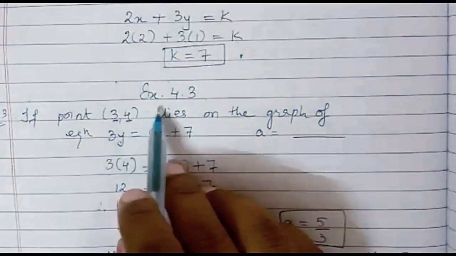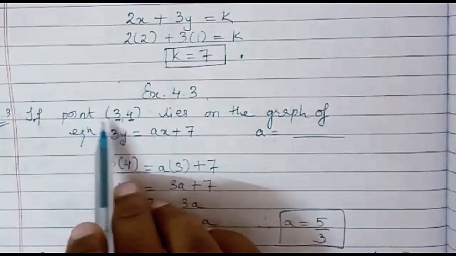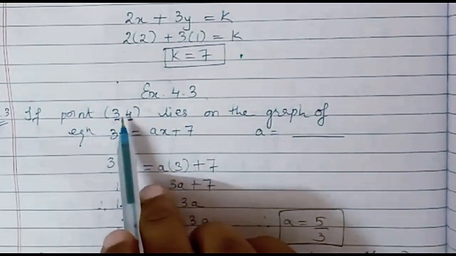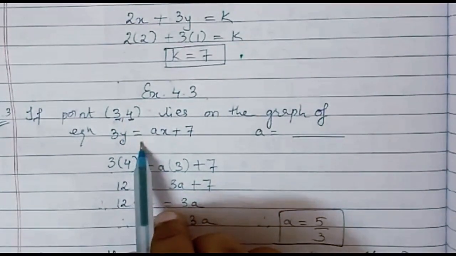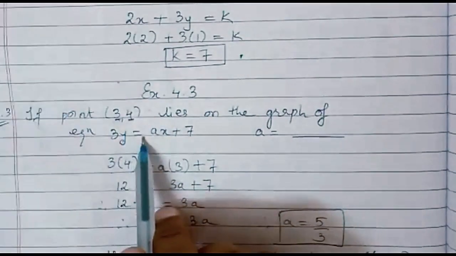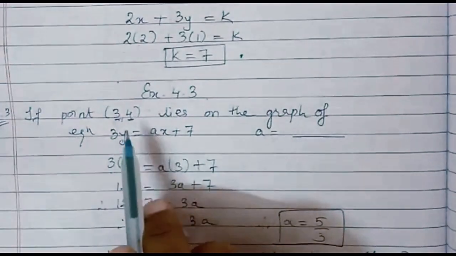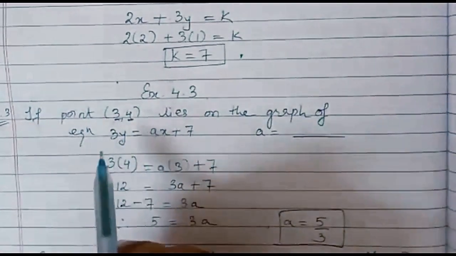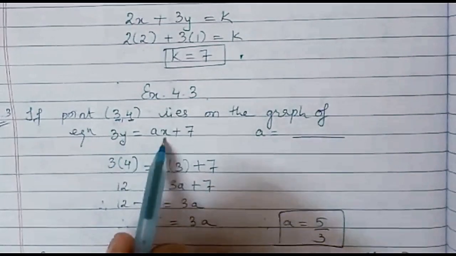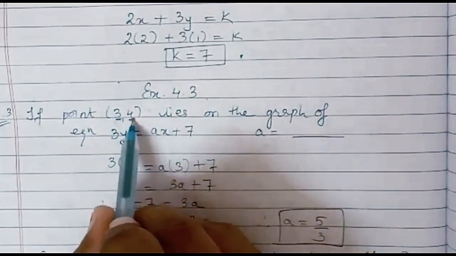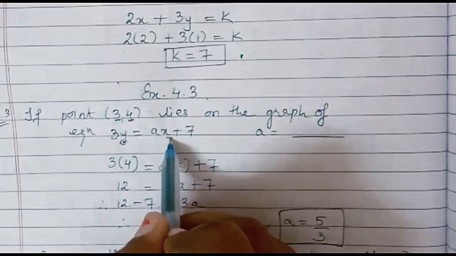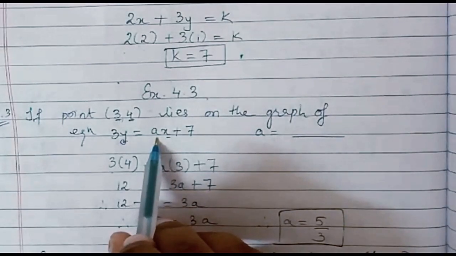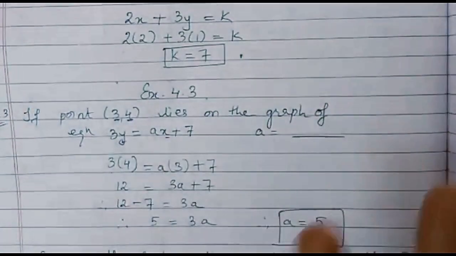Let us start with the new exercise 4.3. It is given that point (3, 4) lies on the graph of this equation. Whether it is given that the point lies on the graph, or that the point satisfies the equation, or that the point is a solution of the equation, the meaning is the same. So what we need to do is write the equation, and in place of y place its y coordinate and in place of x place its x coordinate. So definitely we will get the value of the unknown term present here, whether it is a or k, right?